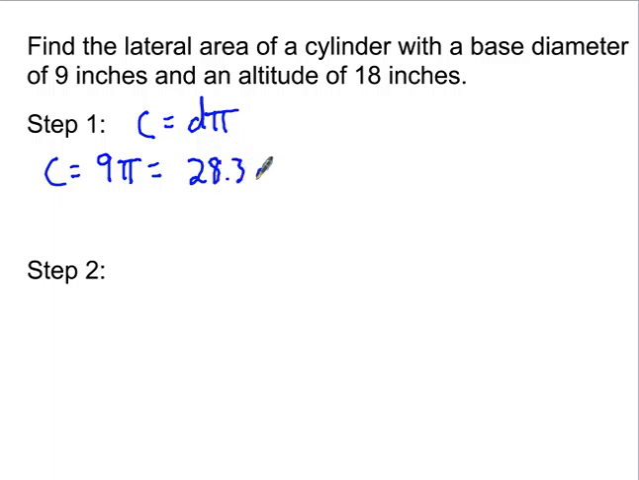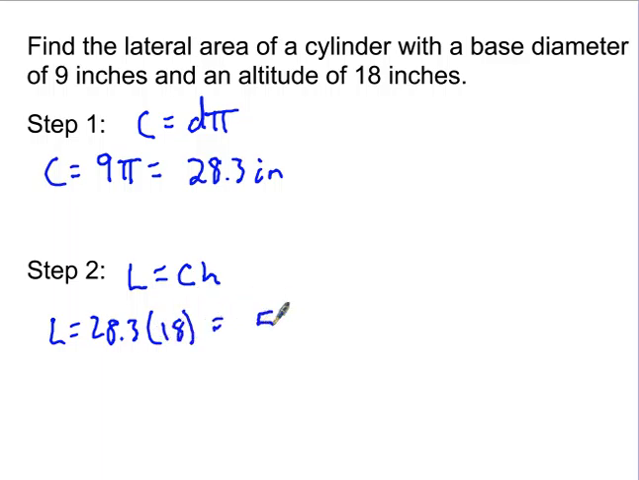28.3 inches. Step 2, find the lateral area. Lateral area is circumference times the height. So lateral area is 28.3 times 18. 509.4, if you don't round it. So it's like 28.27. Oh, I rounded it, that's why.